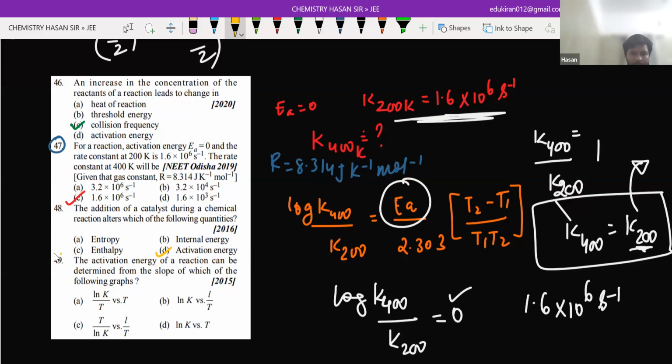Okay. And 49 is very simple. The activation energy of a reaction can be determined from the slope of which of the following graphs? That is your, oh, wait a minute. ln K versus 1 by T. This is the graph that you plotted with the help of this formula.